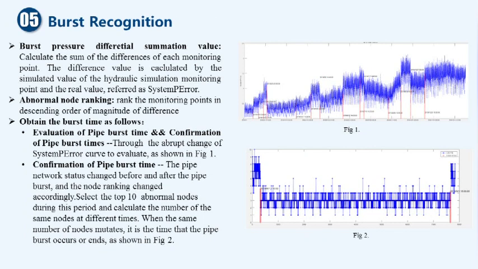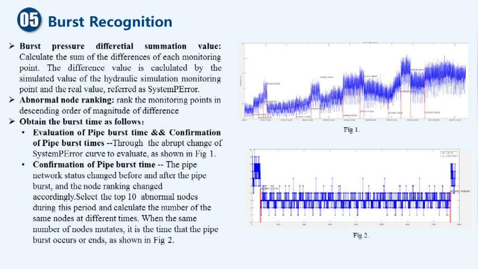When we carry out the burst detection, the first feature of burst detection is the burst pressure differential summation value, which is calculated by the sum of the differences of each monitoring point. The difference value is calculated from the simulated value of the hydraulic simulation monitoring point and the real value, referred to as the system error. The second feature of burst detection is abnormal node ranking, which is calculated by ranking the monitoring points in descending order of magnitude of difference. Then we obtain the burst time as follows.